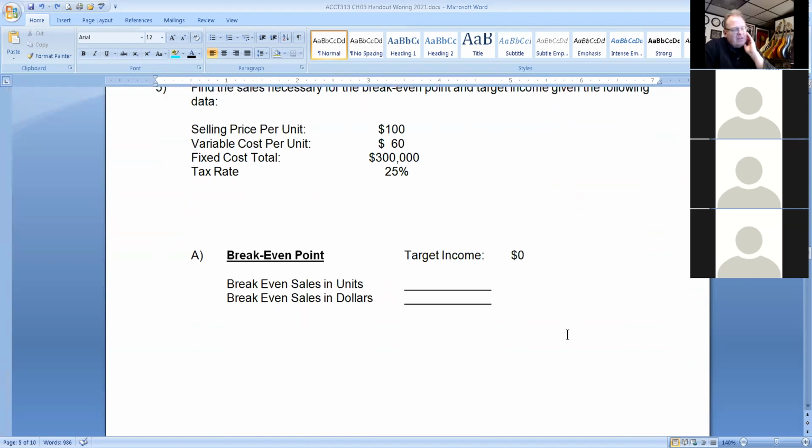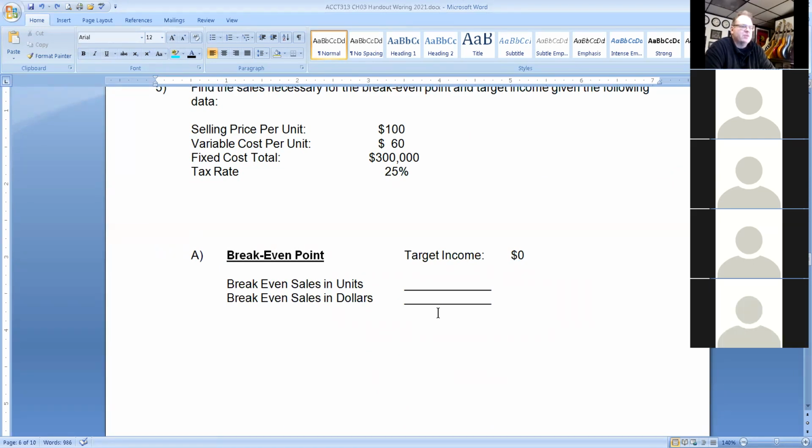Now, let's do something easy before we do that. If you think about it, at zero income, how much in taxes would you have to pay if you had income of zero? Nothing. Zero times anything is going to be nothing. So taxes are not going to affect your break even. You can just do your break even just like we always did.